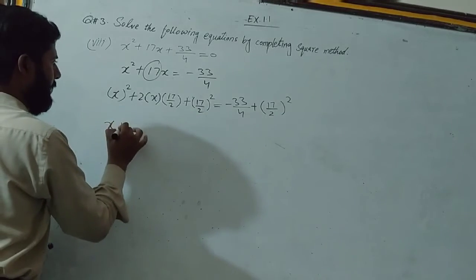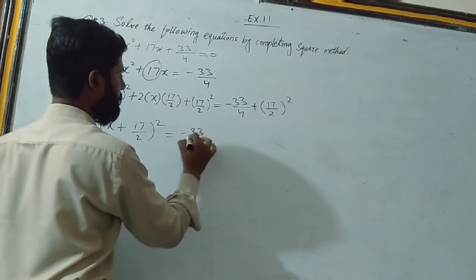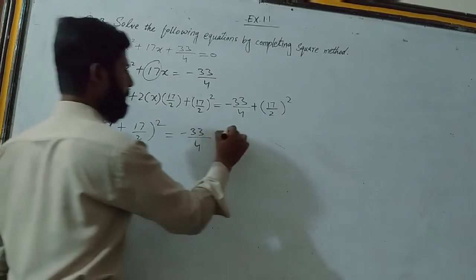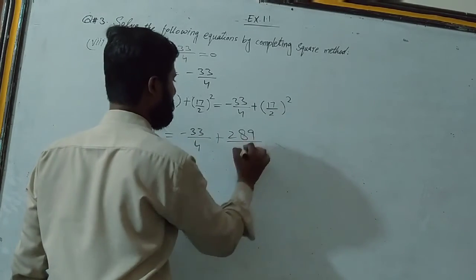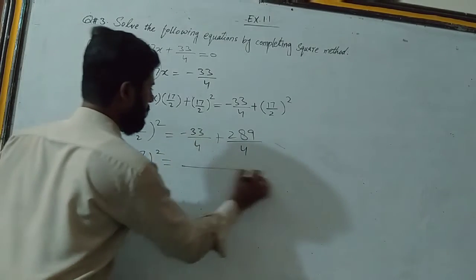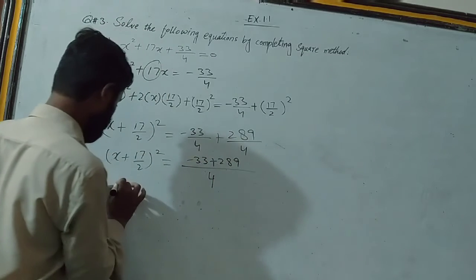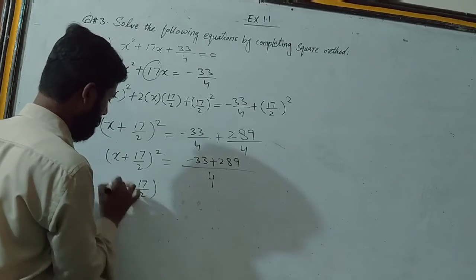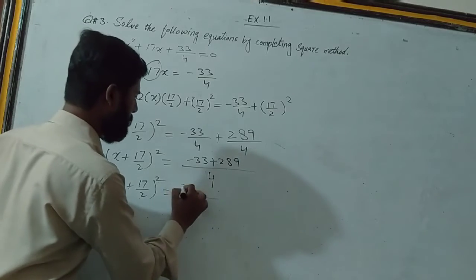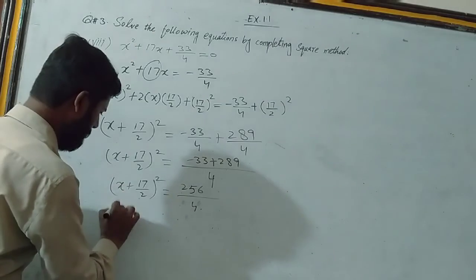Here it is a perfect square: x plus 17 over 2 whole square, and here minus 33 by 4 plus the square of 17, that is 289 by 2 to the power 4. So x plus 17 by 2 whole square is equal to, here 4 is the LCM, minus 33 plus 289. So x plus 17 by 2 whole square is equal to 289 minus 33, the answer will be 256 by 4. Now we have to take the square root.